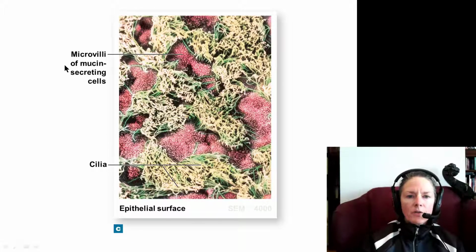All right, so we also have these microvilli, mucin-secreting cells, which are interspersed throughout the columnar cells that have cilia, and the cilia are going to beat. So we're going to have columnar epithelium in here. Some of them have microvilli. This is what's going to be secreting mucins. And then we have the cilia, which are going to beat and move the oocyte towards the uterus.